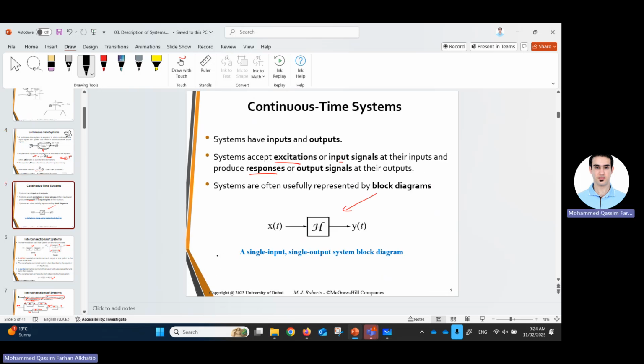Okay, so systems have inputs and outputs. This is the block diagram, something we are already familiar with. This is an example of single input, single output. When you have, say, x1, x2, and so on, and you have y1, y2, you have multiple input, multiple output.